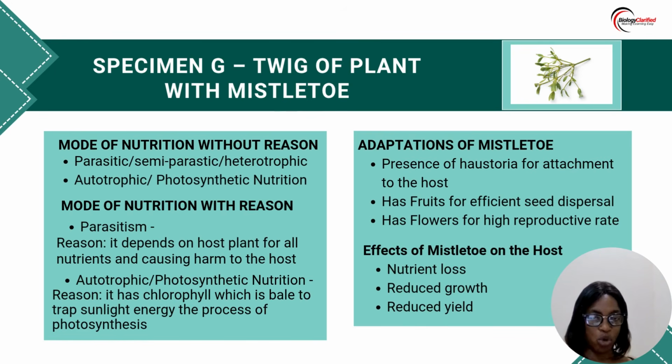Adaptations of mistletoe, that's the parasite plant on the host plant. It has haustoria or haustorium for attachment to the host, for penetrating into the host body to absorb nutrients and water. It has fruit for efficient dispersal. It has flowers for high reproductive rate. What are the effects of mistletoe on the host? It causes the host nutrient loss. It causes reduced growth on the host and it reduces yield for the host.